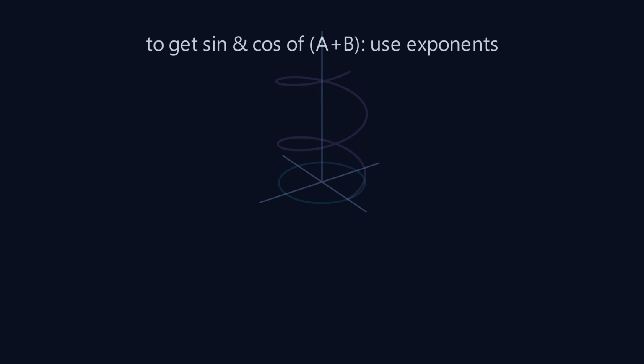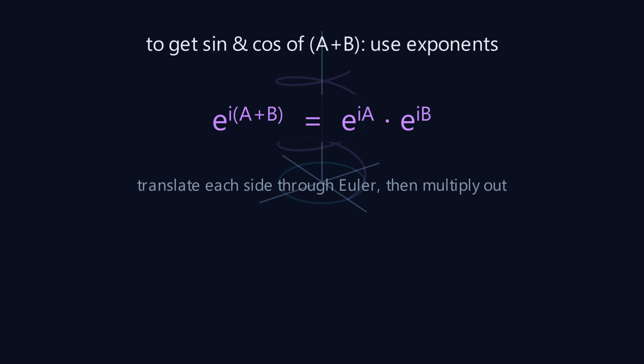Earlier, to get the sine and cosine of a plus b, we needed a whole geometric picture. Now use one fact you already know about exponents. To multiply powers, you add the exponents. So e to the i times (a plus b) equals e to the ia times e to the ib. Translate both sides through Euler's formula, multiply out the two brackets on the right, and then just match up the ordinary parts and the imaginary parts. And out they tumble, both angle sum formulas at once.